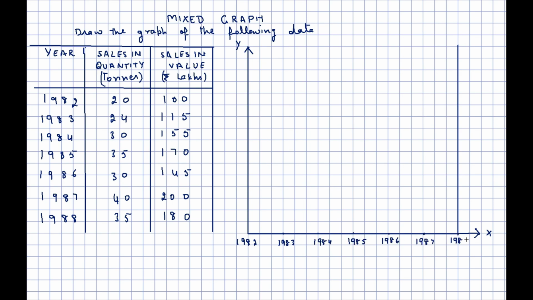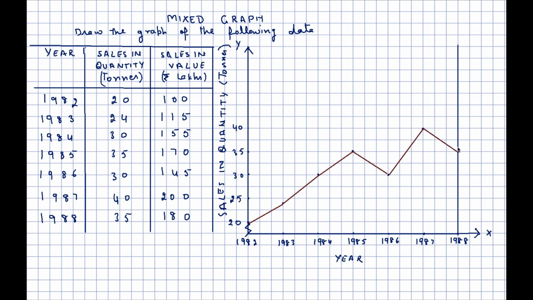In this graph also, if need be, we can break the y-axis. On the y-axis, we take sales in quantity, plotting the points and joining them with a line. We will take another axis, y dash, parallel to the y-axis, that will represent sales in value. Plot the points according to it and join them with a dashed line like this. Please note here that in a mixed graph, as a convention, the midpoints of the 2 scales taken should lie on the same horizontal line.